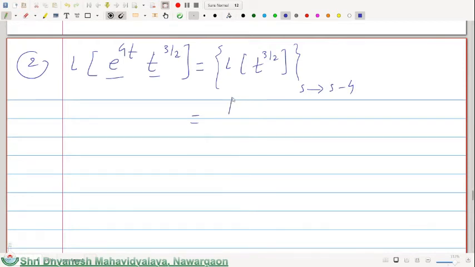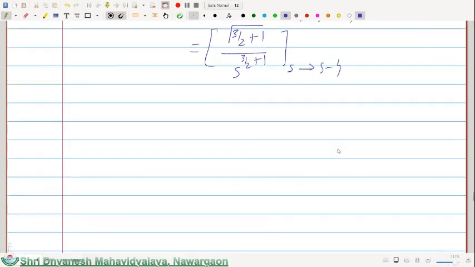So this equals, Laplace transform of t to the power 3 by 2 equals gamma of 3 by 2 plus 1 upon s to the power n plus 1, that is 3 by 2 plus 1. We will replace s by s minus 4 later. Next step, what is gamma of 3 by 2 plus 1? I am writing that here.